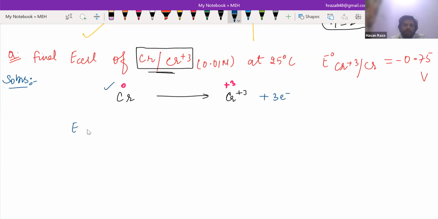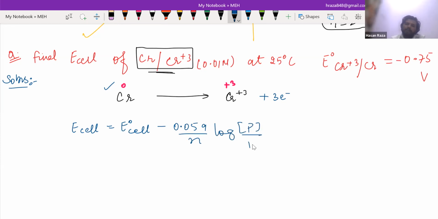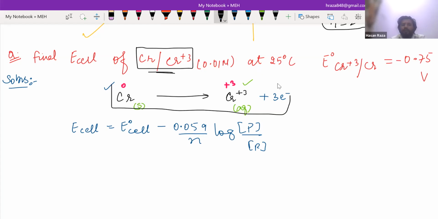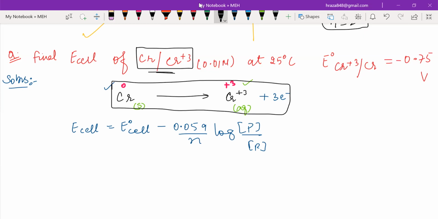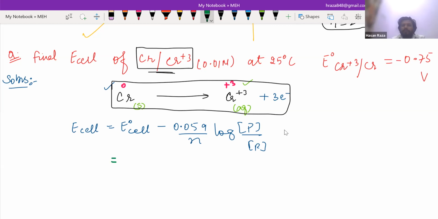Now in order to calculate E cell, you have the formula E naught cell minus 0.059 upon n log of product upon reactant, right? What I told you, whenever it is in ionic form, it is in aqueous state, and this is in solid state, right? Now, come to the main point. What is the value of n you can conclude from this reaction? Three. That's good. And the value of E naught cell is also given here.